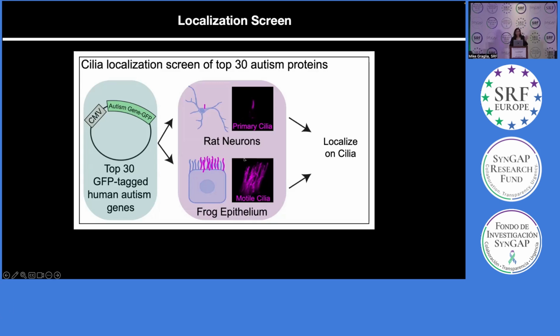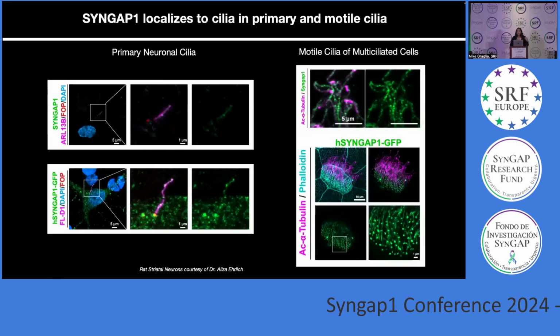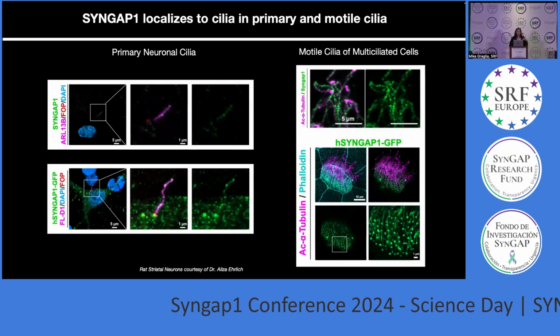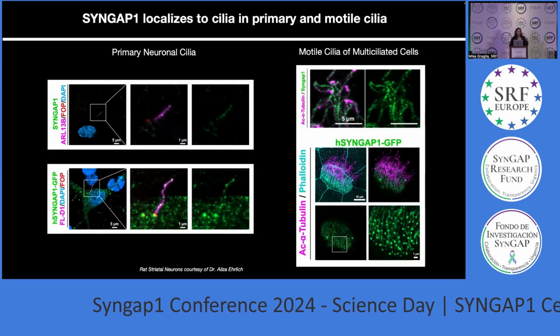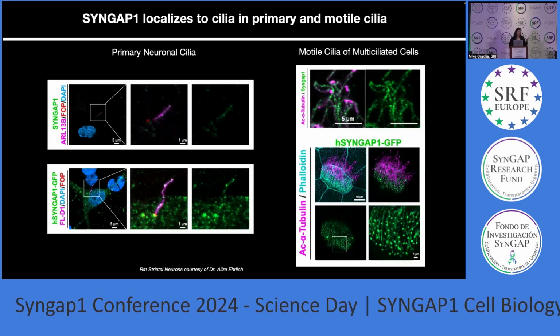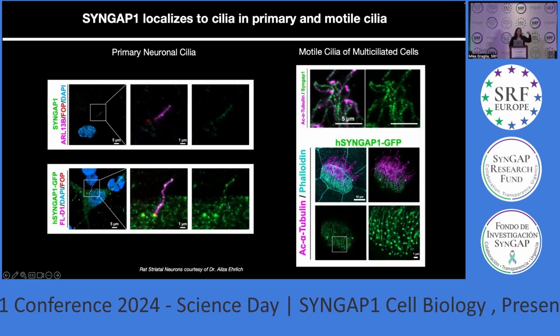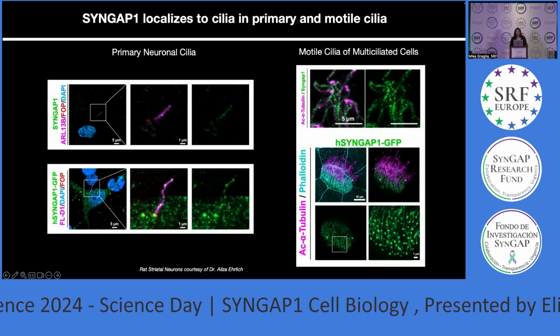So just to walk you through this a bit, because I'll be showing these slides throughout, the cilia here is labeled in magenta, and then you have the autism protein in green. And so here you're looking at endogenous SYNGAP1 in rat striatal neurons. And then when we express human SYNGAP1 in these rat striatal neurons, again, you see here the autism protein in green along the axoneme, and here is actually the basal body, and the cilium in magenta. And same thing with the motile cilia. Again, we have endogenous SYNGAP1 in these multiciliated cells, where the axonemes are labeled in magenta and autism protein in green, and then again, the human SYNGAP1 in multiciliated cells, here at the base and along the axoneme, and then you have the cilia here in magenta.